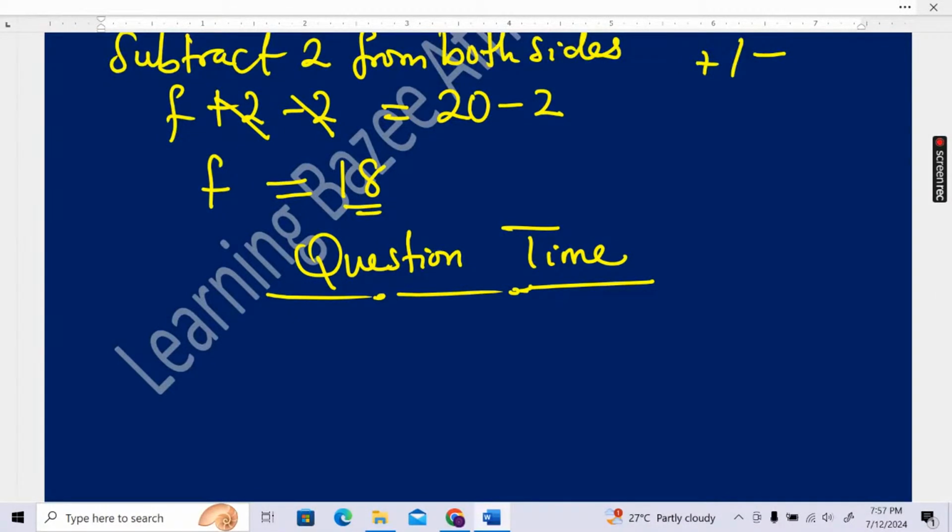Awesome. So let's start with the first question. It is question time, stars time. This time I'm giving everybody stars for giving us the correct answer. Now solve k plus 7 is equal to 11. Type the correct answer in the comment section. What is the value of k?